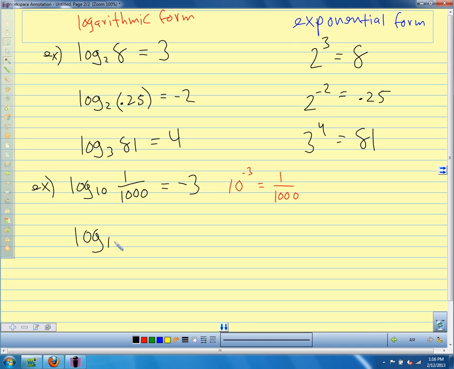How would I rewrite log to the base 16 of 8 equals 3/4? How would I put that in exponential form? 16 to the 3/4 equals 8. So if I wanted to write this in exponential form, this is all I would have to write: 16 to the 3/4 equals 8. I'd leave it like this.